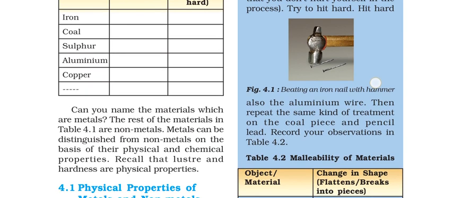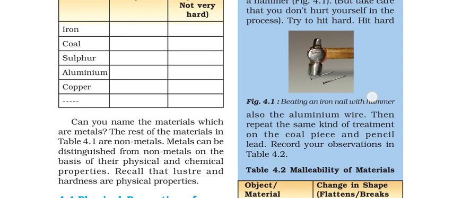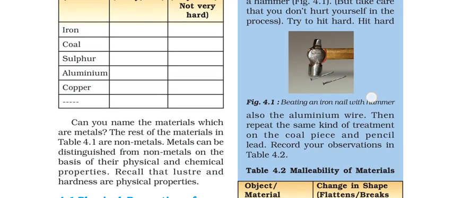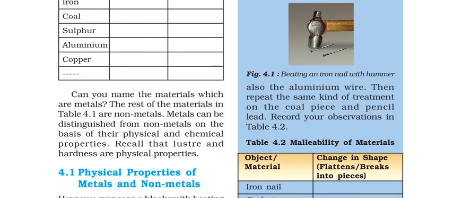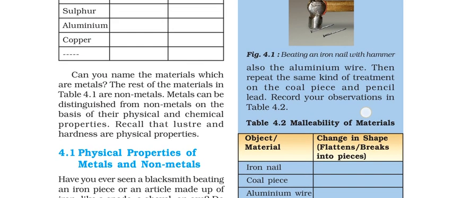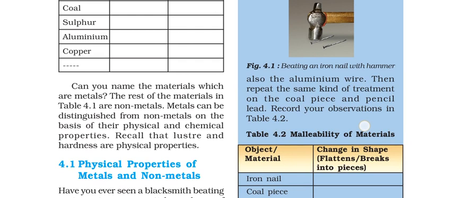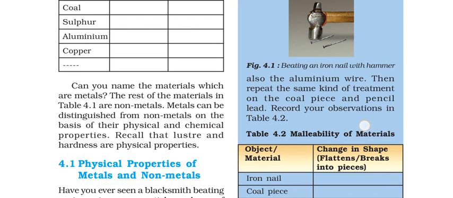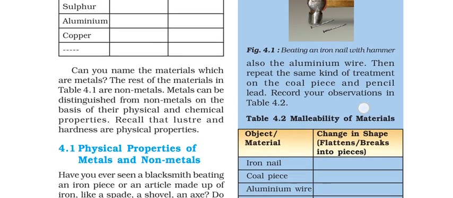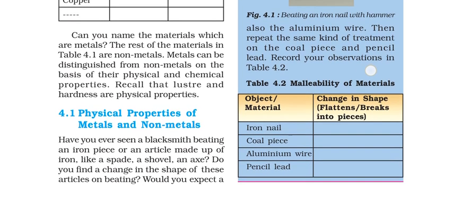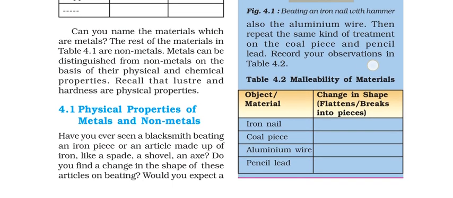Okay, and the rest of the materials, like sulfur, are non-metals. Okay, so just on the basis of their physical appearance you can say which is metal and which is non-metal. Basically this lesson is to understand how to differentiate between metals and non-metals just by looking at them, that is physical properties. But later you will learn that physical properties are not enough, but today our topic of discussion is only physical properties of metals and non-metals.